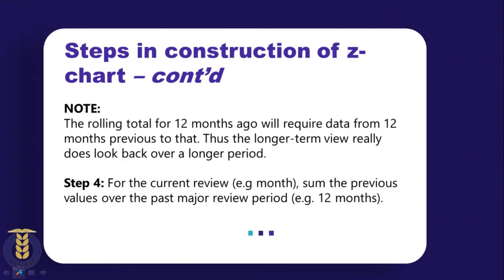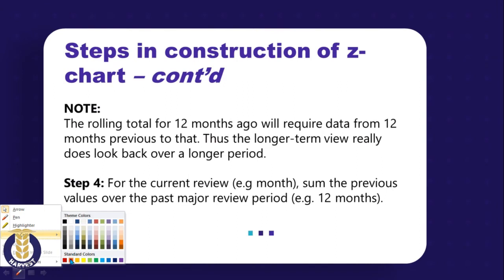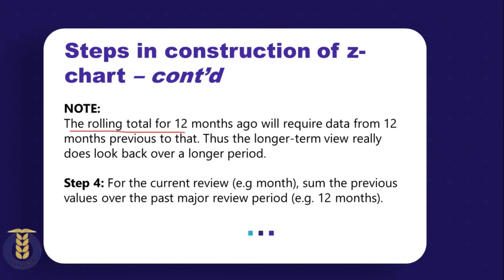Next, of course, we need to note that the rolling total of 12 months ago will require data of a previous 12 months period. That's why you see that in questions handling Z charts, you are given 2 years, 12 months of the current year and 12 months of the previous year. This enables us to look at the long-term view that will help us in making the comparisons.